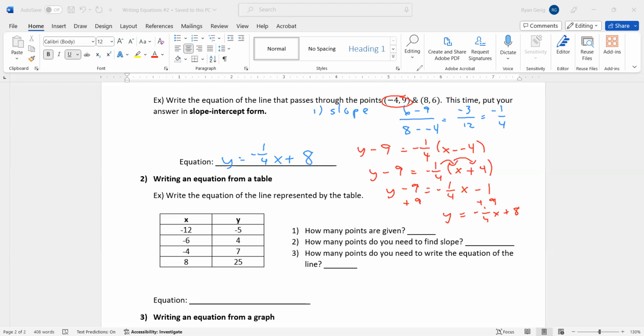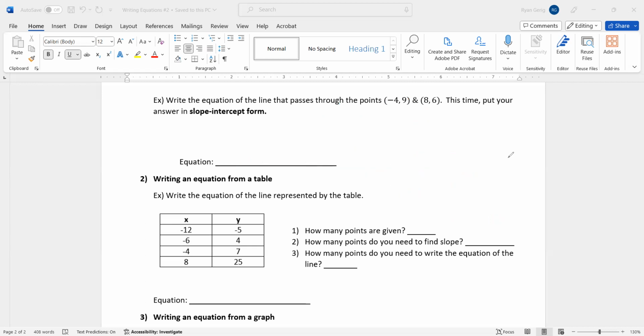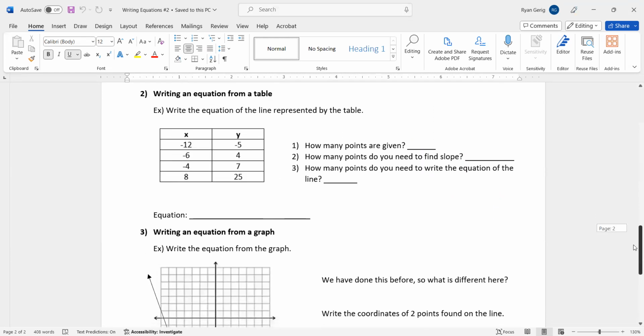Okay. Write the equation of the line represented by the table. Now, a lot of people are like, oh no, what do I do here? Well, it's really nothing different than what we just did at all, as long as you can see it that way. How many points are given in this table? Well, there's 4 x's and 4 y's. There are 4 points given.